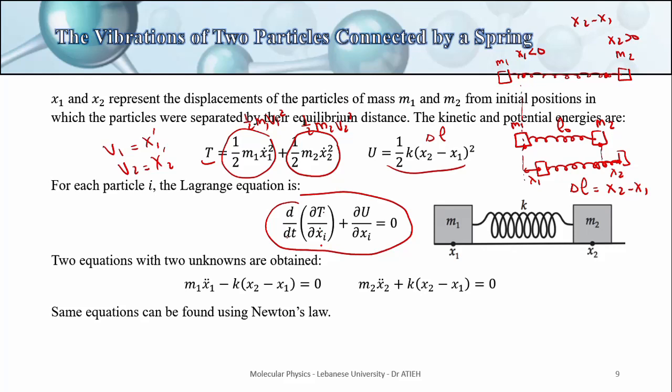So once we do the derivative with respect to x1 and the other time we do it with respect to x2, we will get two equations with two unknowns that are our parameters, and we try to find the solution of these two parameters.